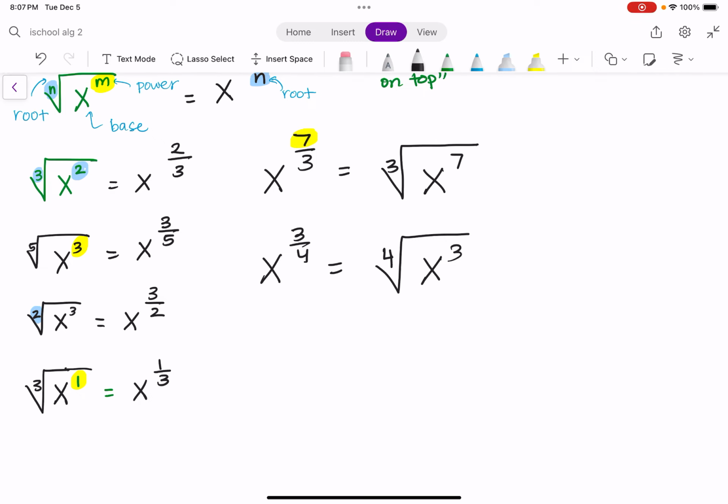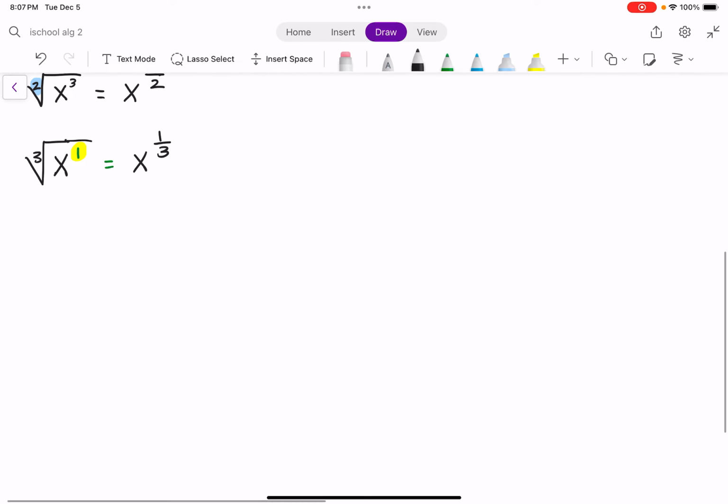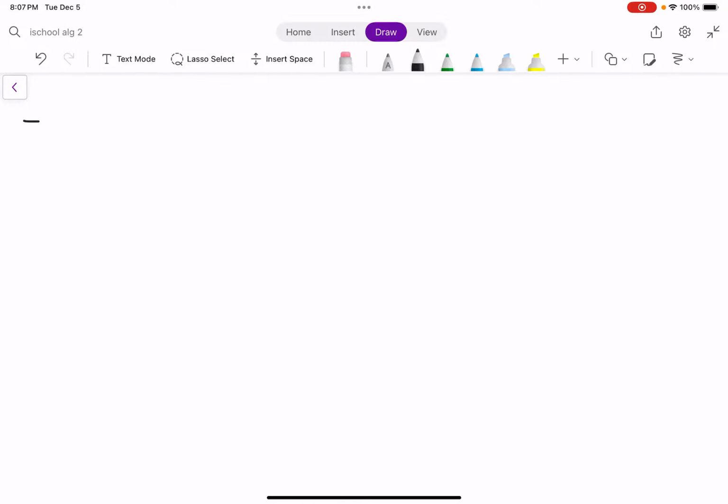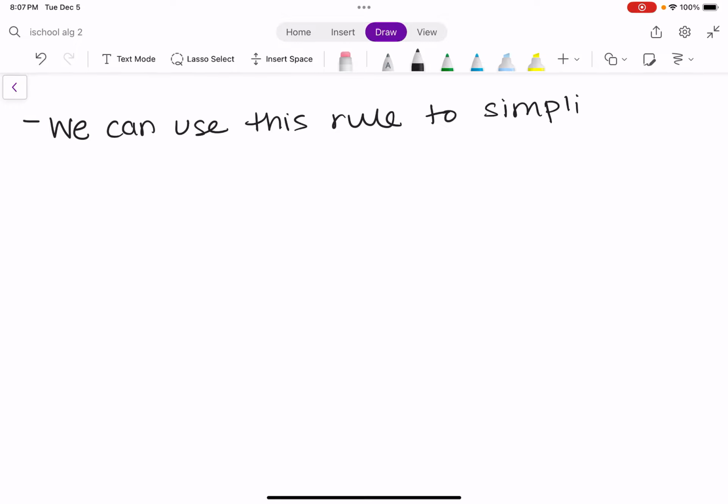So what we're going to do now is use this rule to help us simplify expressions, okay? So we're going to write the following. We can use this rule to simplify expressions or equations. Okay?